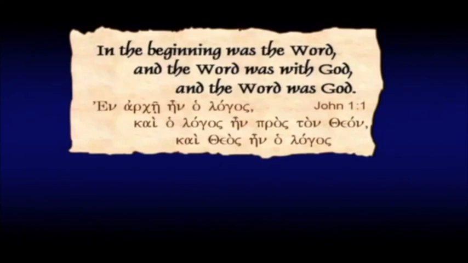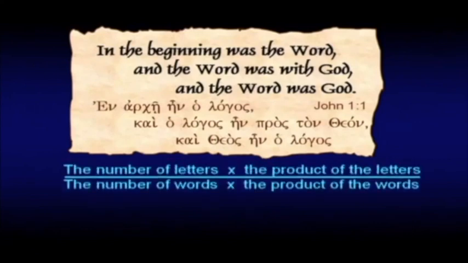If you look at that in the Greek, again, every letter has a numerical value. We're going to do the same thing we did with Genesis 1:1. We're going to take the number of letters times the product of the letters and divide that by the number of words times the product of the words. And what we get is e to 4 decimal places.